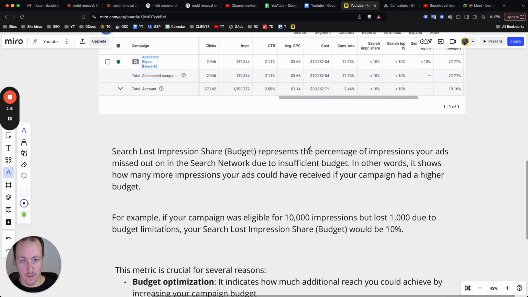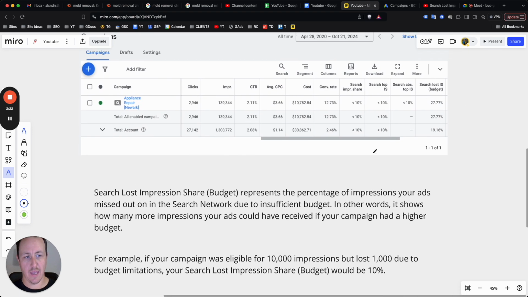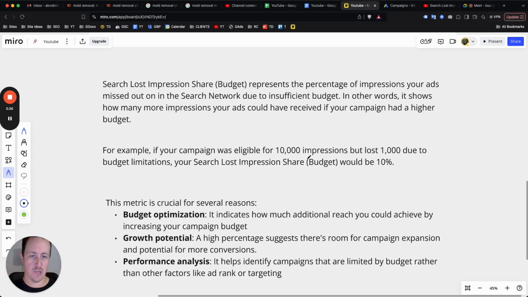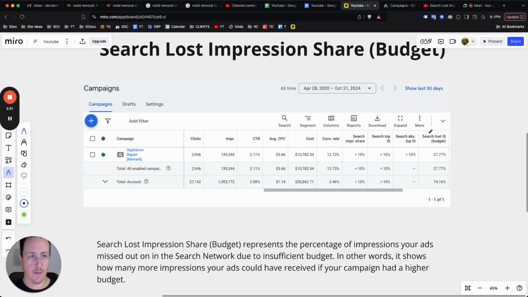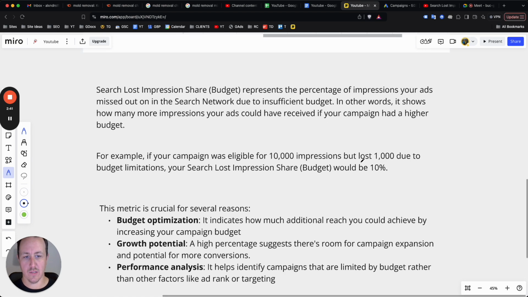So like Google tells you, it shows how many more impressions your ad could have received if your campaign had a higher budget. So there's an example here. If you had 10K impressions, but you had the loss impression share budget of 10%, right? So for this example, we lost out on maybe 14,000 impressions, and you can just do the math backwards with click-through rate to see how many clicks you lost out on just because your budget was too low.